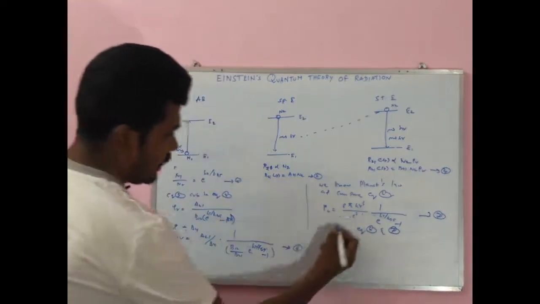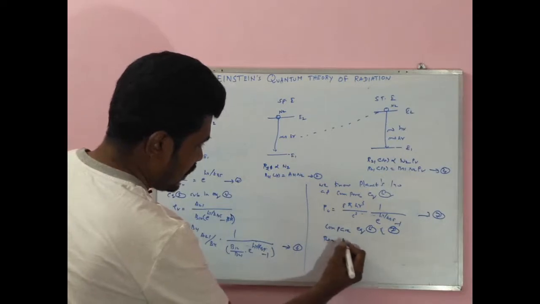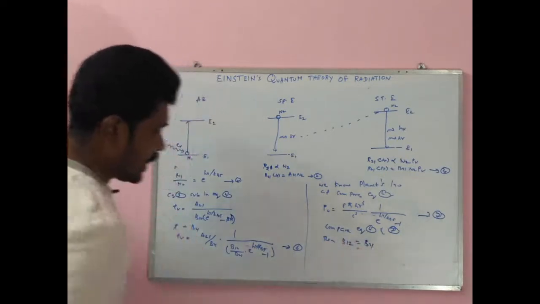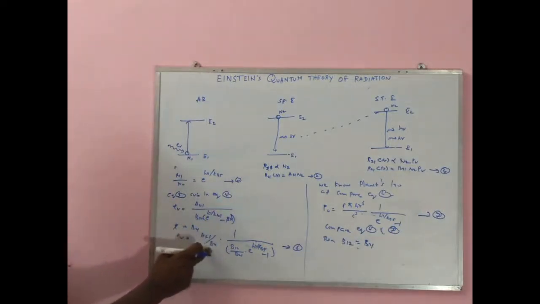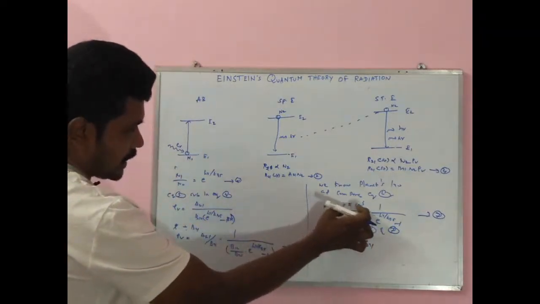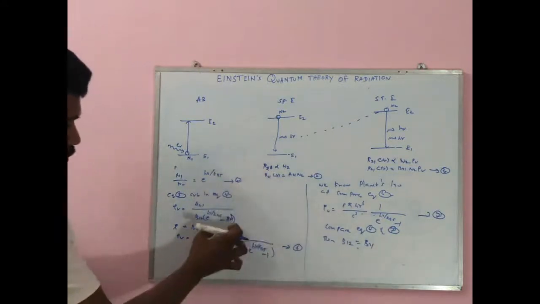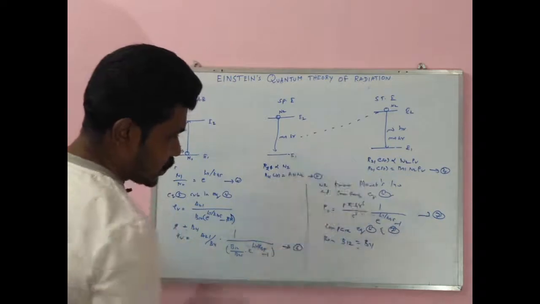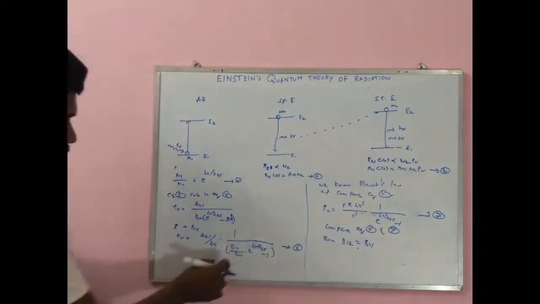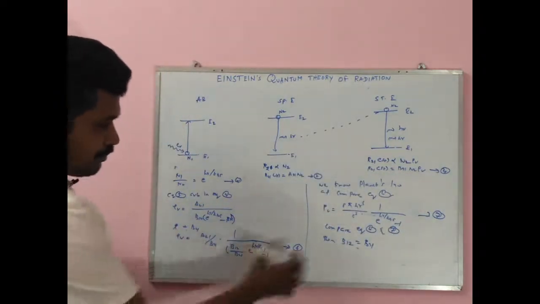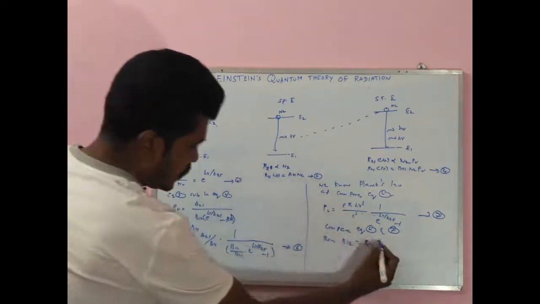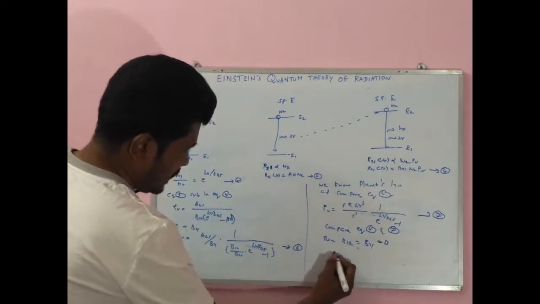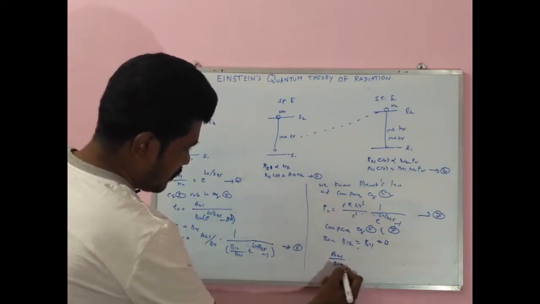Then B12 is equal to B21, because comparing, A21 divided by B21 is equal to 8 pi h mu cubed divided by c cubed. Otherwise, the 1 divided by e power h mu divided by kBT minus 1 term is equal to 1 only if B12 equals B21. That's why my final answer is A21 divided by B21.